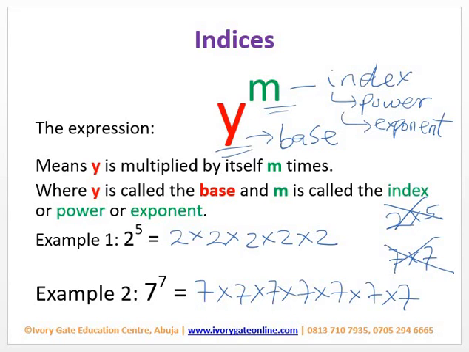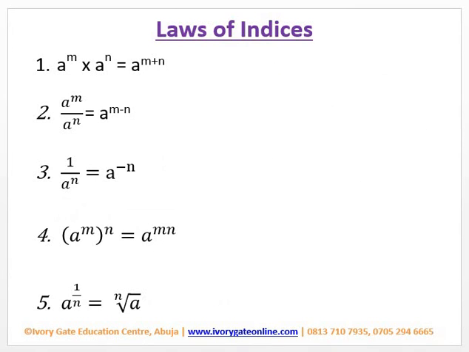Okay, we go over to laws of indices. The first law of indices says that if we have 2 numbers that have a common base multiplying each other, it is the same thing as that base, common base, raised to the sum of the indices. a raised to power m times a raised to power n is equal to a raised to power m plus n.